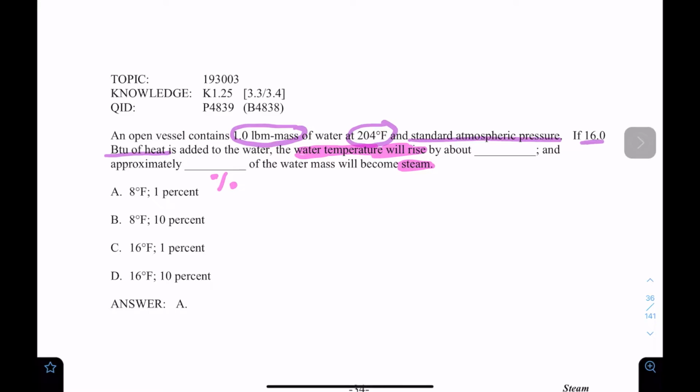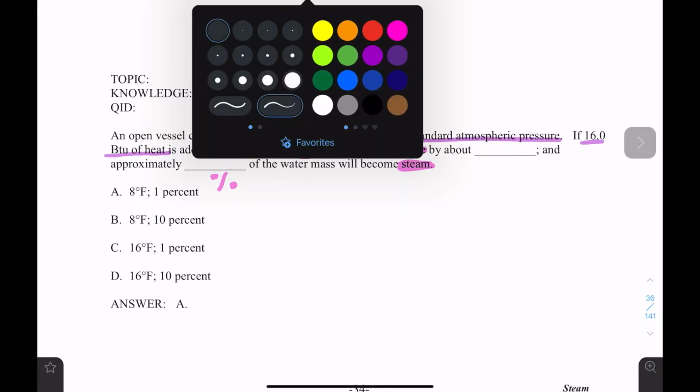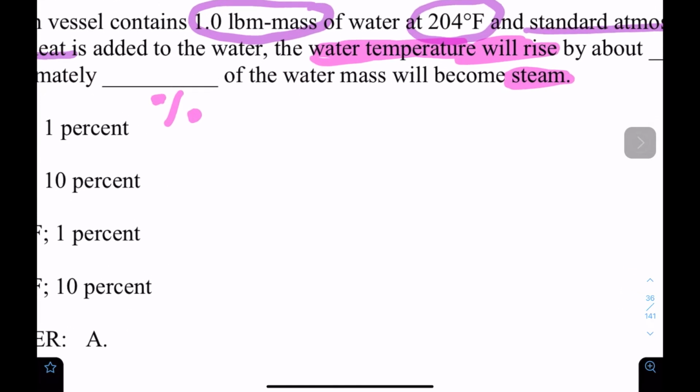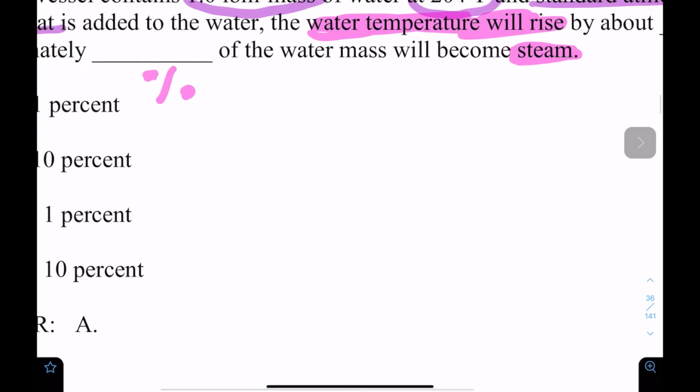Okay, let's analyze this. So we know that we are given a standard atmospheric pressure. Standard atmospheric pressure, that's going to be 14.7 psia. And the saturation temperature for that is 212 Fahrenheit. And I think we should just have this memorized by now.